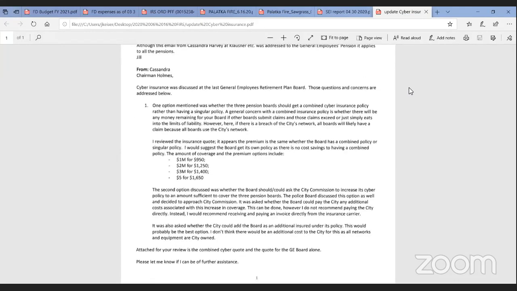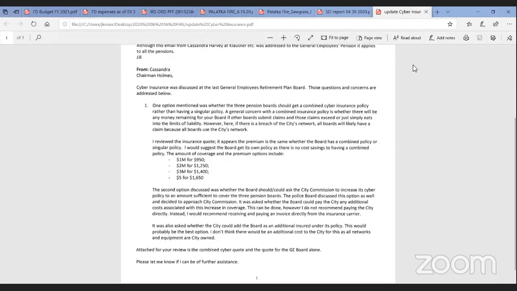And Jill, has there been any follow-up with that? Right now, Deborah, who is the HR director, has been tasked by the city manager to follow up on the city getting an additional $1 million worth of coverage and whether the boards could be covered. From the latest email that she got from the Florida League of Cities, where the city has their cyber coverage, the pension boards would be able to be covered under the policy. And now the next step is for Deborah, the HR director, to bring it to the commission along with the city manager and see if they'll agree to this. Okay.